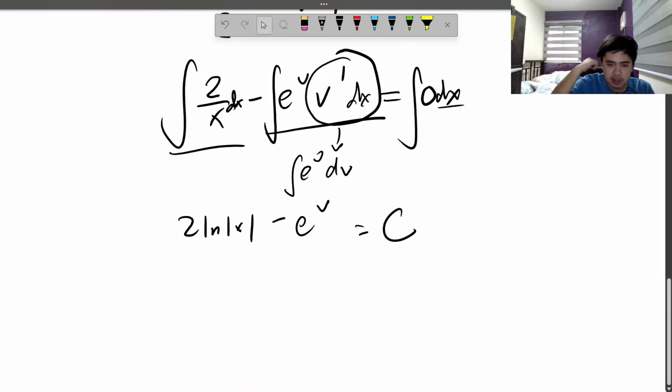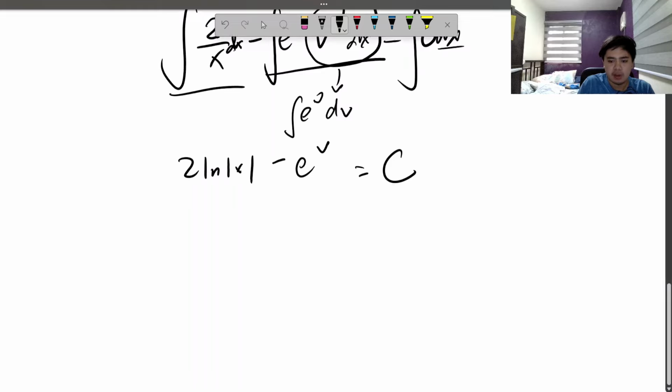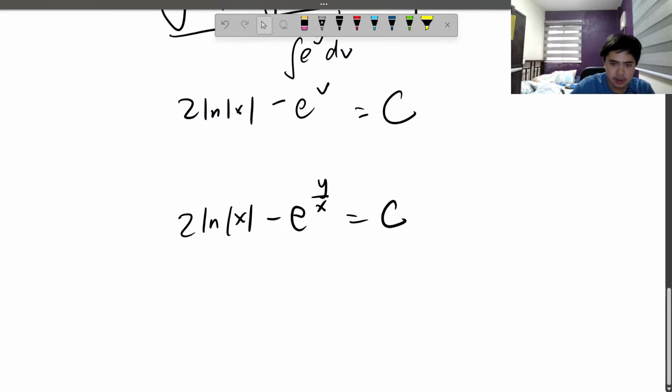And we're not done here because the previous equation was in terms of y and x, and there's still v here, so we need to convert that back. v is y over x, so we get e to the y over x here, and c on both sides. And there you go.